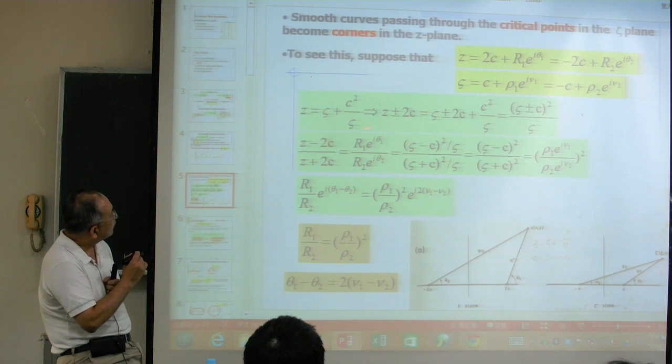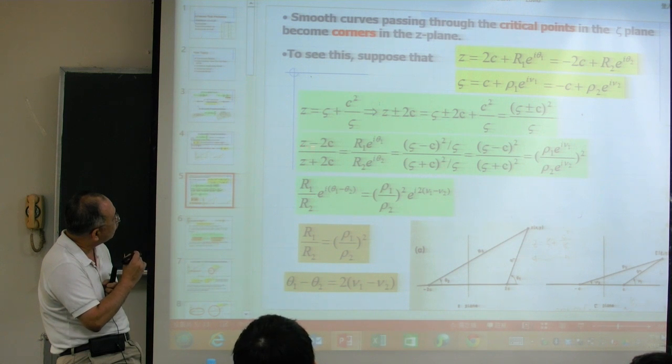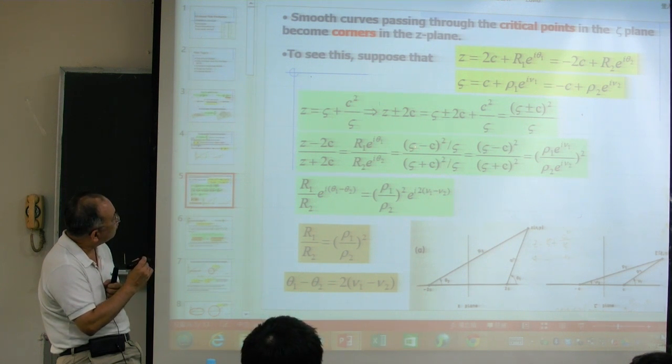And for here, I try to understand what happens with z minus 2c over z plus 2c, for these two terms. And z minus 2c, according to the formula here, is equal to R1 e to the i theta 1. Z plus 2c is equal to R2 e to the i theta 2, right? And it will be equal to this term here, because z minus 2c corresponds to zeta minus c squared over zeta, and z plus 2c corresponds to zeta plus c squared over zeta. And here zeta and zeta cancel, so we have this relationship.